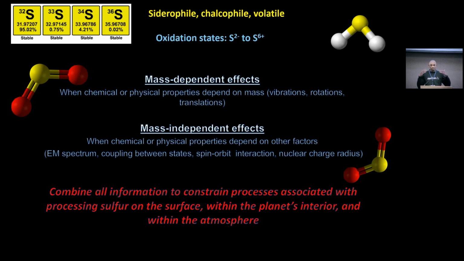And what's most useful for my work is that I can use measurements of the ratios of the isotopes in order to evaluate and identify evolutionary processes that fractionate the isotopes in ways that are both mass dependent and mass independent. And ultimately, in my work, I combine all of that information in order to constrain the various processes that are associated with processing sulfur on the lunar surface, within the lunar interior, and also within a lunar atmosphere.